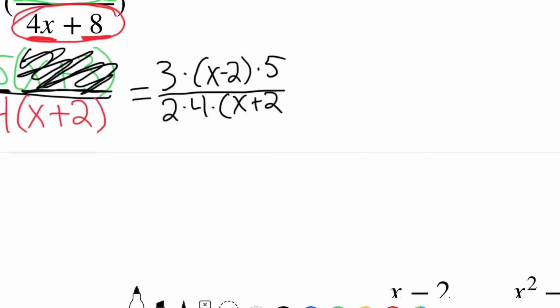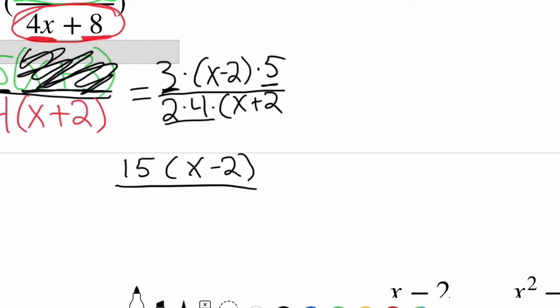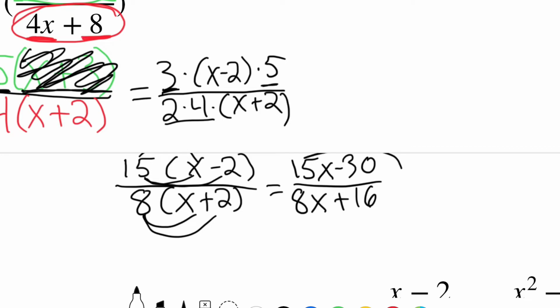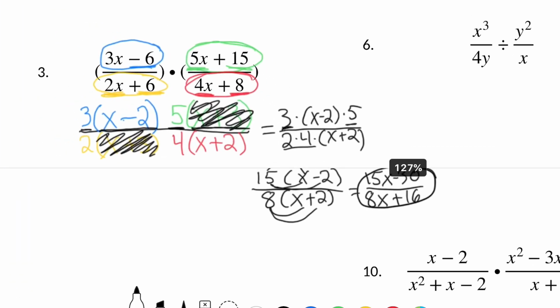So with this, we can simplify it further. So multiplication is commutative, so we're going to do 3 times 5, which is 15, times x minus 2, over 2 times 4, which is 8, times x plus 2. Simplifying this one last time, we can do our 15 times x and our 15 times negative 2. Get 15x minus 30 over 8 times x, 8 times 2, so 8x plus 16. And that is our answer for number 3.